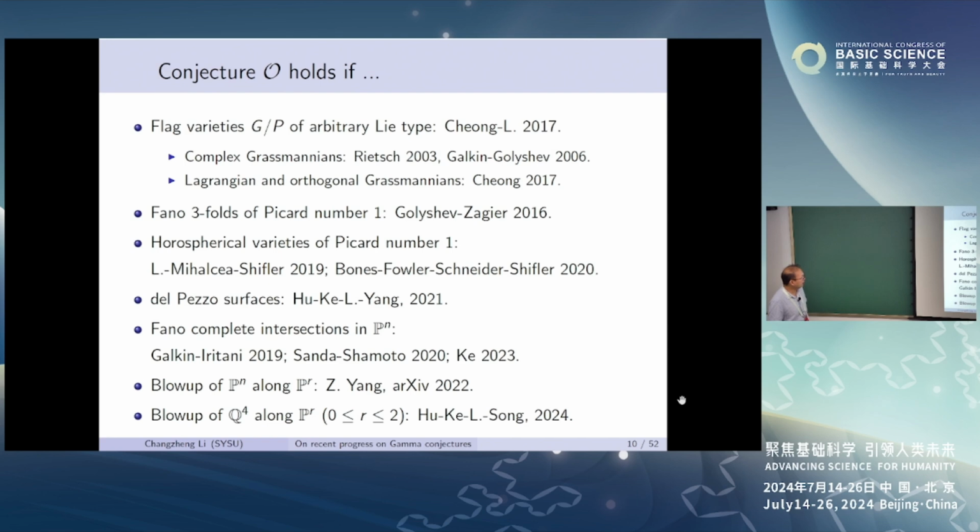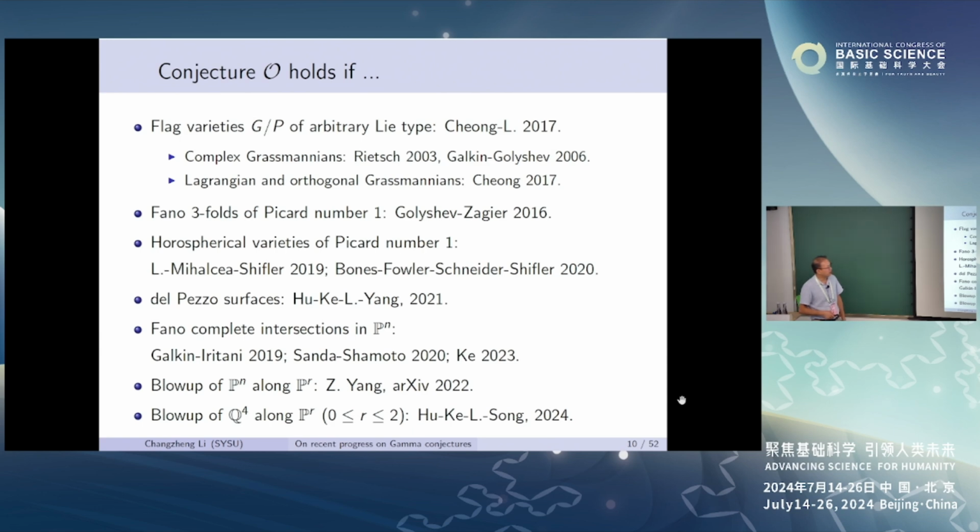And the second class is Fano complete intersections in P^n. In Gromov-Witten theory, there is something called the quantum Lefschetz principle, which means that for some information, if you know it for the ambient space, then you also know it for the hypersurface of this ambient space. But it is not known whether this is true for Conjecture O. In other words, if we know Conjecture O holds for the ambient space, we don't know whether it holds for the hypersurface, so we can ask this kind of question. And the last class is like the blow-up. If we know it is true for the base, whether it is true for the blow-up, we may ask this kind of question.